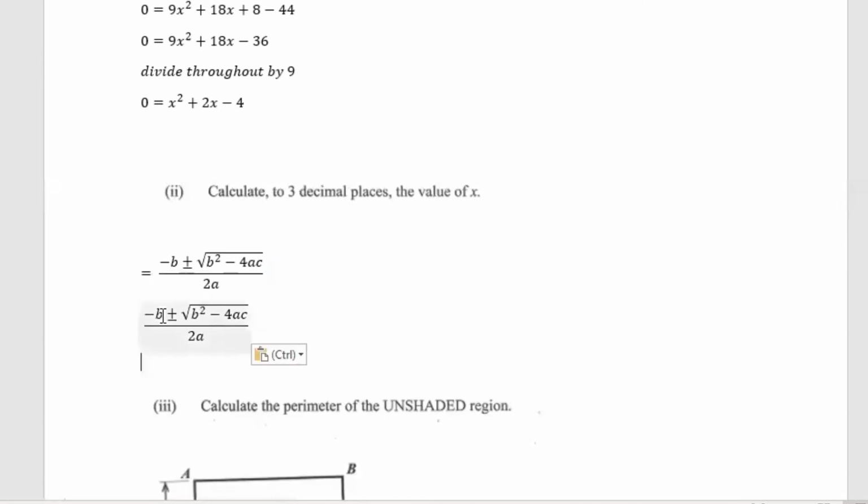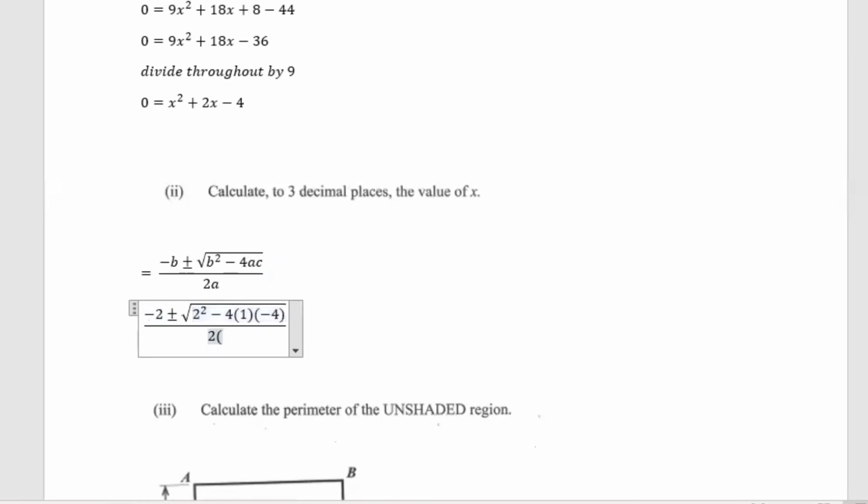So we know what b is. b is 2, so we can substitute that. We know what a is. a is 1 and c is negative 4. And we know what a is again down here. This will be 1. So it is working this out to then get to our final answer to calculate the values for x.